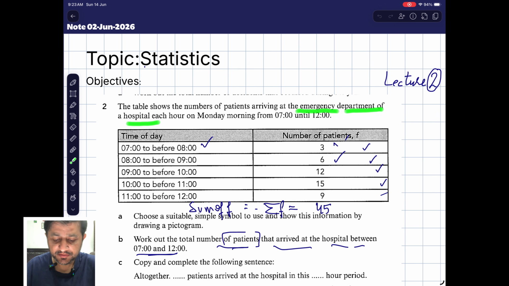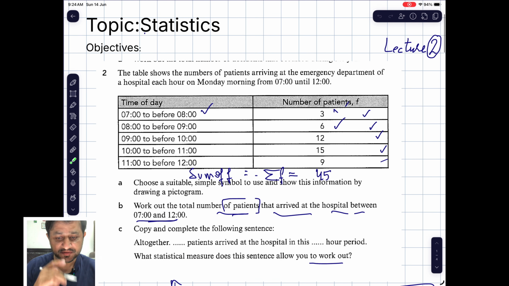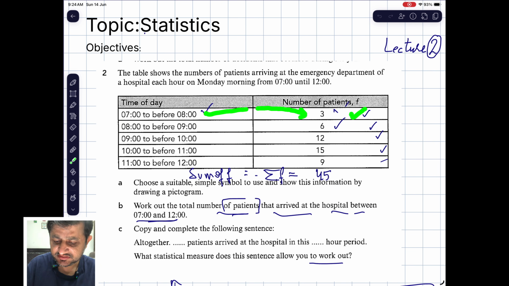So how to draw a pictogram? Actually, you will use pictures to represent the data, and you have to make a key, which is very important, to represent each unit. For example, I made a small picture and it's showing 3 patients at a time. So for 7 to 8, how many patients? 3 patients. I will just draw one picture. And if I want to show 8 to 9, where there are 6 patients, I will draw 2 pictures, and so on. I hope you got it.